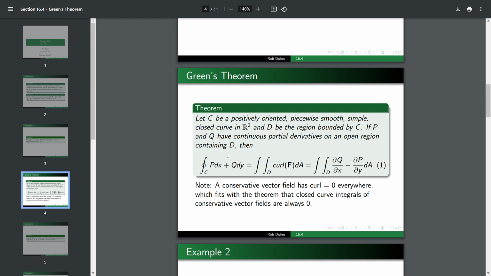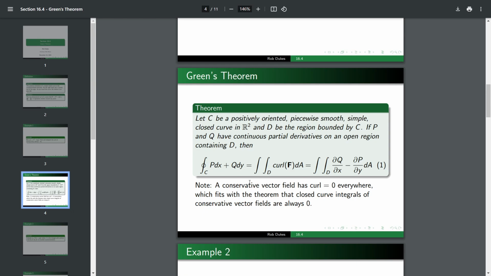But if we have that, then the closed integral around C of P dx plus Q dy is the same as the double integral of the curl across the interior, which would be del Q del x minus del P del y dA. So you want this separated into P dx, Q dy, and then you sort of switch the order and you put a negative in front of the P and you take these cross derivatives. Or you can use the matrix, the determinant representation like we said before.